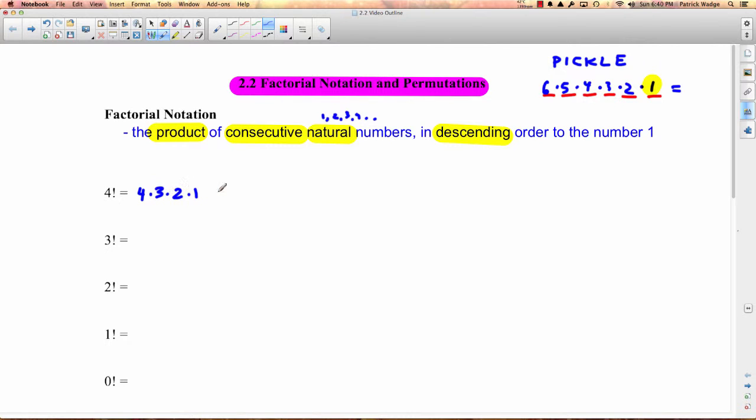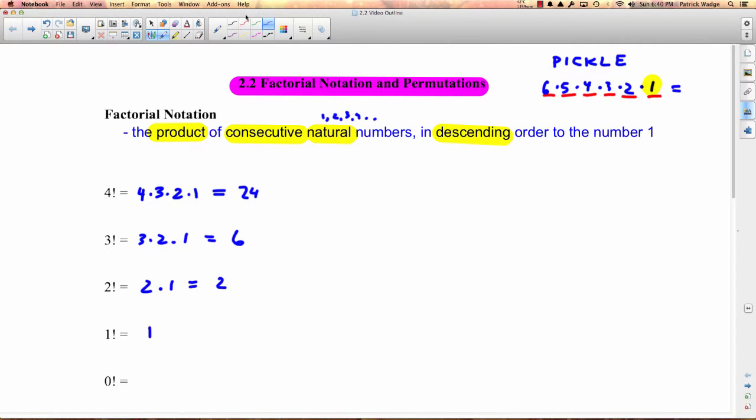So 4 times 3 times 2 times 1 equals 24. 3 factorial. 3 factorial means 3 times 2 times 1. Just keep descending those numbers. That equals 6. 2 factorial equals 2 times 1. 1 factorial equals 1. And then you're left with 0 factorial, and probably you're already filling it in, aren't you? Are you filling it in? You're putting a 0. I'm afraid that's wrong.